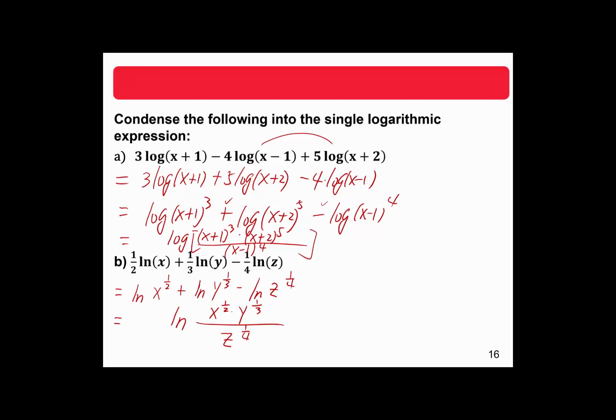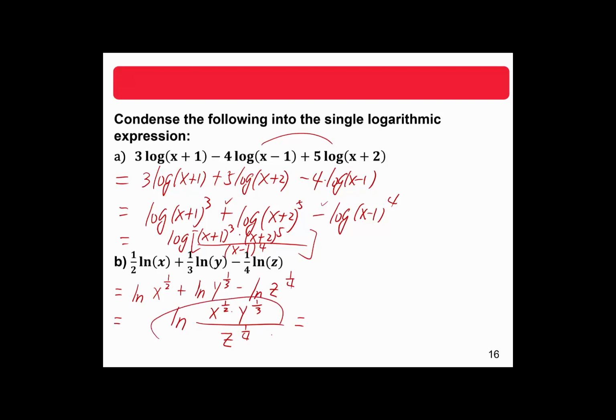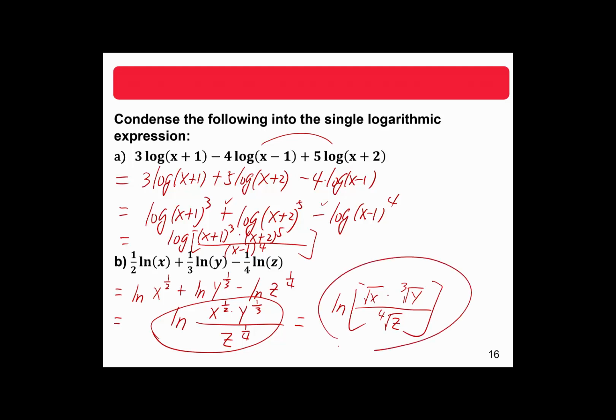And typically this is good enough, but if you want to write it as a radical, you can do that as well. So this is a perfect answer, but you can also write it as ln of the square root of x times the cubic root of y, over the 4th root of z. So either way is good. Either answer will be good. I think that's pretty much it for section 3.4.